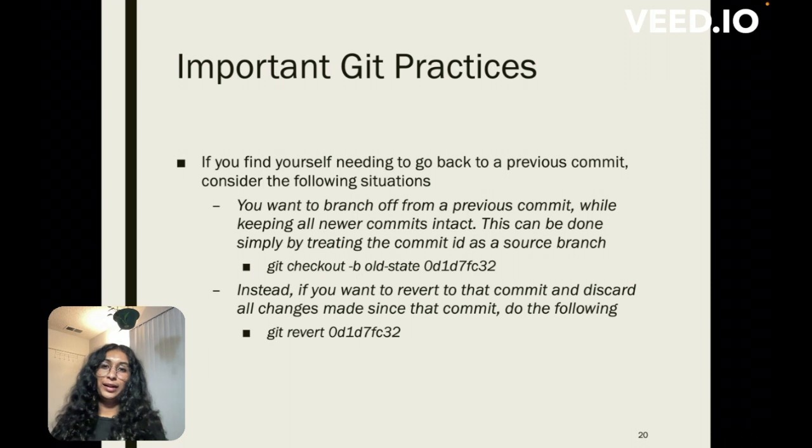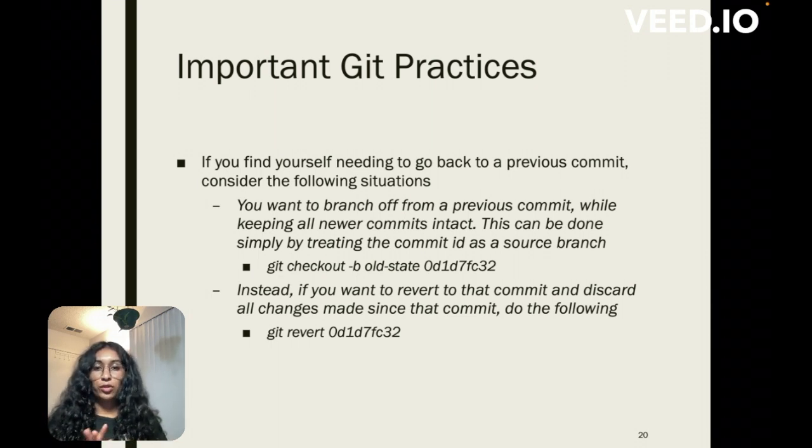All right, so let's look at some important Git practices. If you find yourself needing to go back to your previous commits, consider the following situations. You may want to branch off from a previous commit while keeping all newer commits intact. This can be done simply by treating the commit ID as a source branch. This is one of the most beautiful things about Git: it not only shows you your current work, but also your previous history. You can go back if you feel you have added something not right for your project, and go back to your previous version. So you can manage your versions and controls.